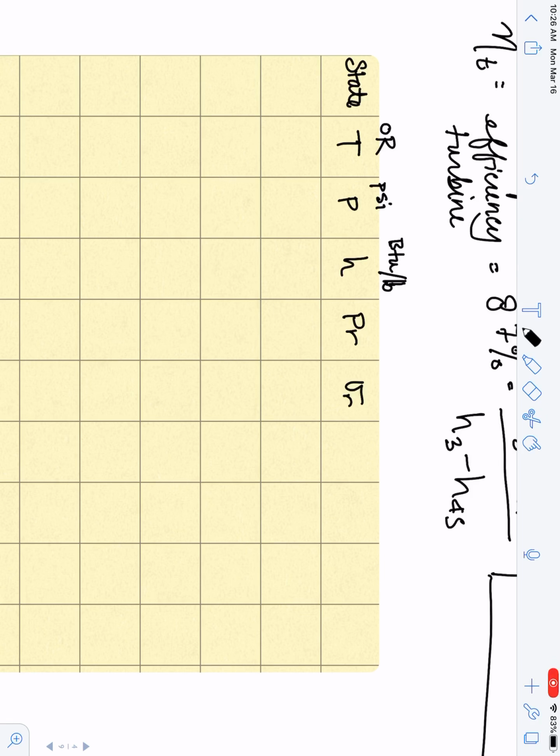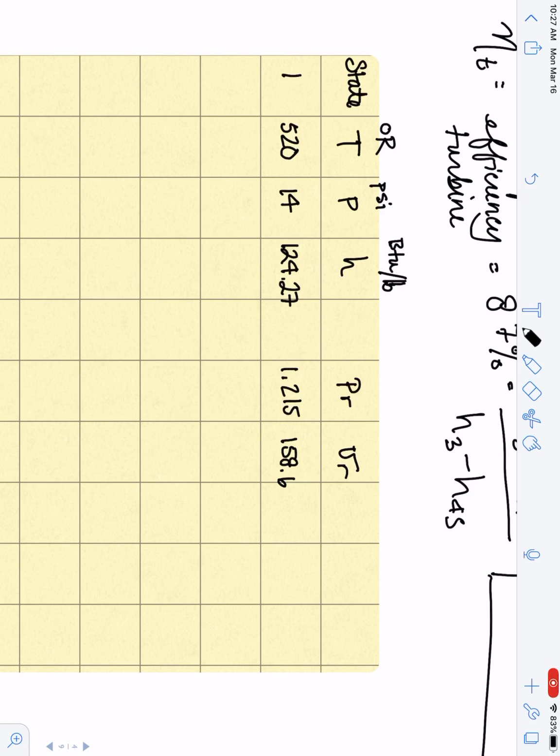Okay, so for state 1, we're given that the temperature is 520 and the pressure is 14 psi. So from our table, h is 124.27, Pr is 1.215, and vr, which I don't think we're actually going to need, is 158.6.